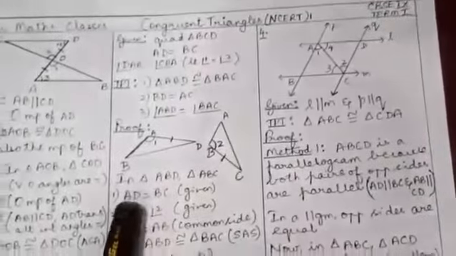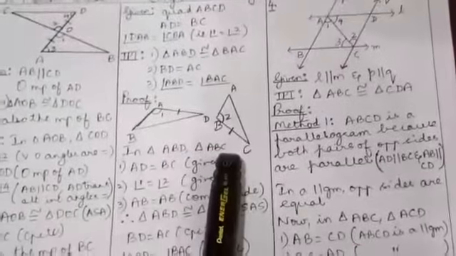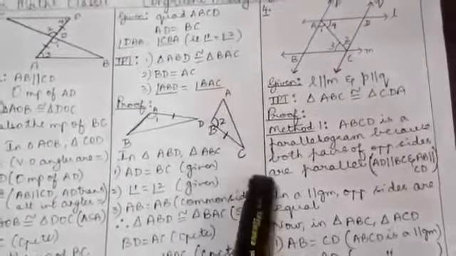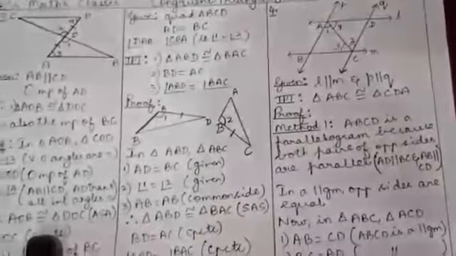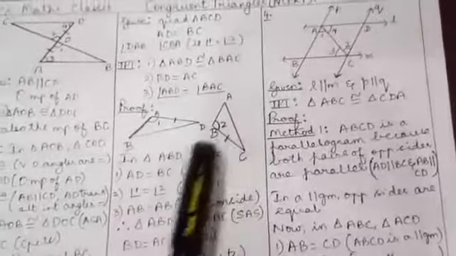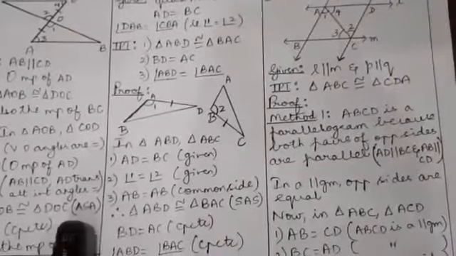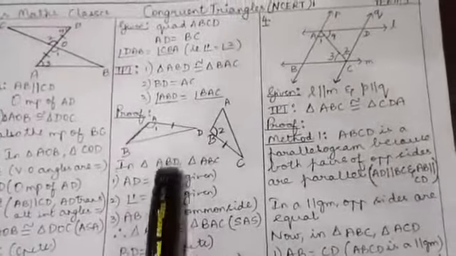This is the triangle ABD. See, it has a side AD and angle 1 completely in it. And the other triangle BAC or ABC has a side BC and angle 2 completely in it. Now we need to show that these two triangles are congruent to each other. So name the two triangles: in triangle ABD and triangle ABC.